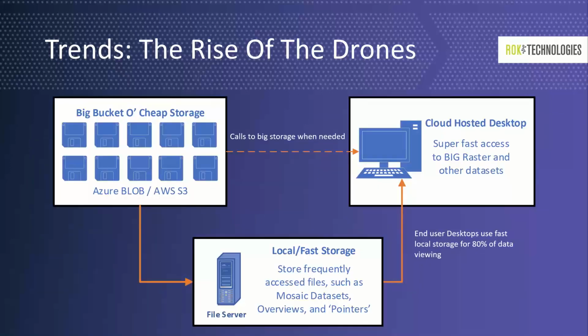Here's a quick little sample of how something like this would work. In this example, we're talking about Azure Blob Storage or Amazon's S3. It doesn't really matter. The thing to remember is that these services, these big file buckets, are just endless hard drive space. This is where we're going to put all of our data. This is where we're going to put all of our uncompressed rasters.